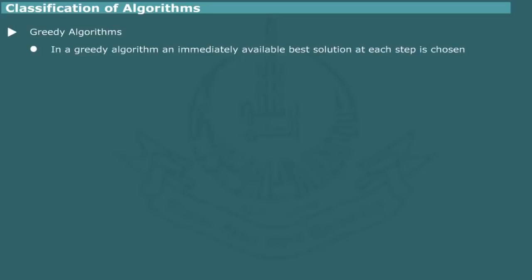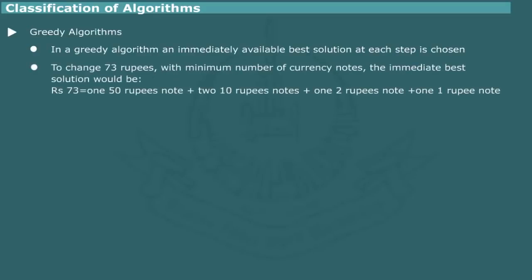The greedy algorithms work on the principle that an immediately available best solution at each step must be chosen without worrying about its effect on subsequent steps. For example, if we want to give change for 73 rupees in the minimum number of currency notes, the immediate best solution would be to start with the highest denomination, that is, a 50 rupee note, then two 10 rupee notes, then a 2 rupee note, and finally a 1 rupee note. The greedy algorithms are useful for solving scheduling and graph theory problems.